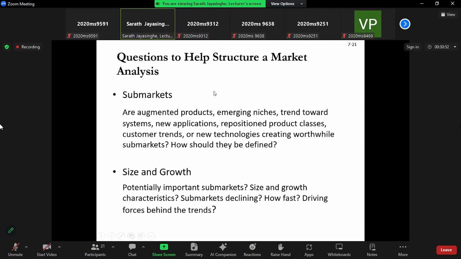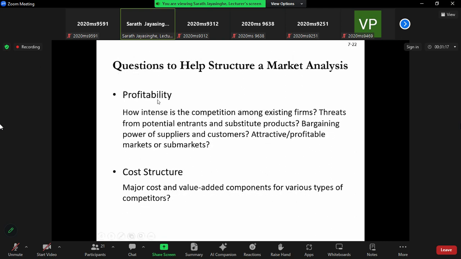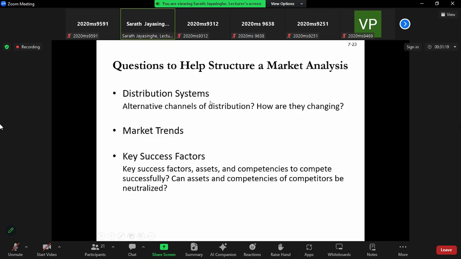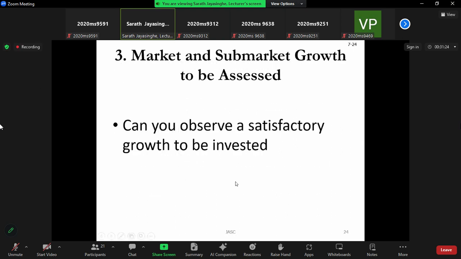Then you can think of some questions to help structure market analysis. One is sub-market. You can see augmented product, emerging niches, trend towards systems, new applications, repositioned product classes, and customer trends or new technologies creating worldwide sub-markets, right? Then size and growth and profitability, cost structure, then distribution systems, market trends, and key success factors. And then market and sub-market growth to be assessed.